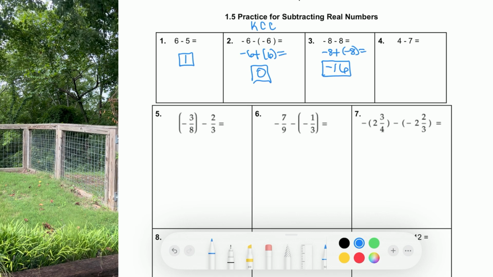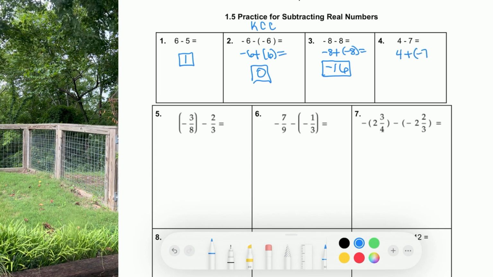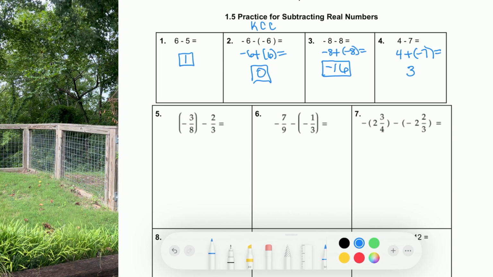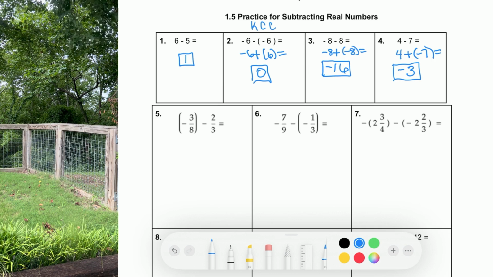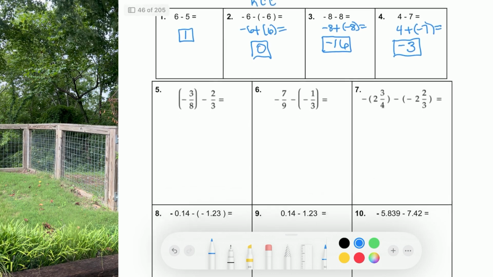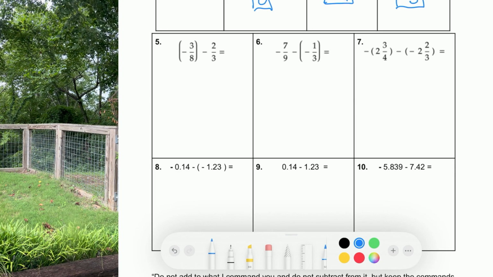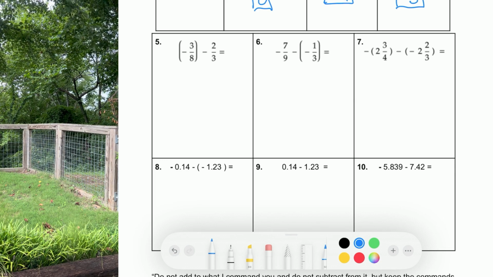Number 4, remember, keep it, change it, change it. So we now have 4 plus negative 7, which means we're going to take the difference, which is 3, and keep the sign of the greater number, which is the 7. So our answer is negative 3. Those were the more simple ones. As we progress through these practice problems, they'll get a little bit more challenging as we go.